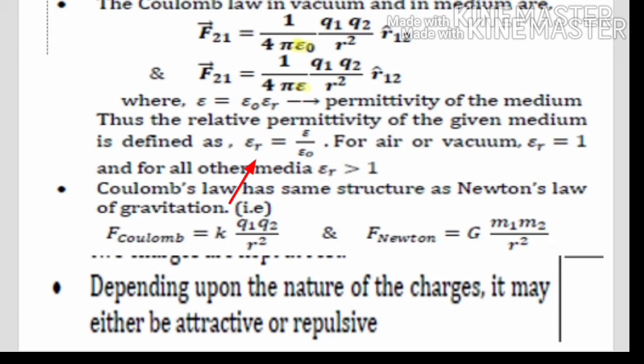From this equation, it is understood that the relative permittivity epsilon r is defined as the ratio of the permittivity of the medium epsilon to the permittivity of free space epsilon naught. So epsilon r is equal to epsilon divided by epsilon naught. For air medium, the value of epsilon r is 1. For any other medium, epsilon r is greater than 1.